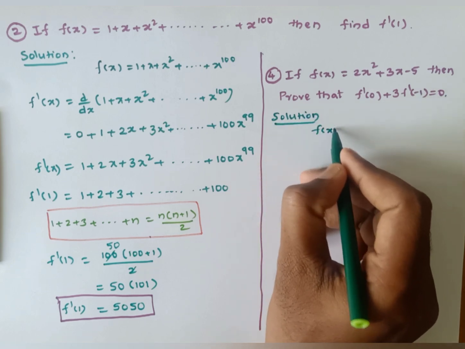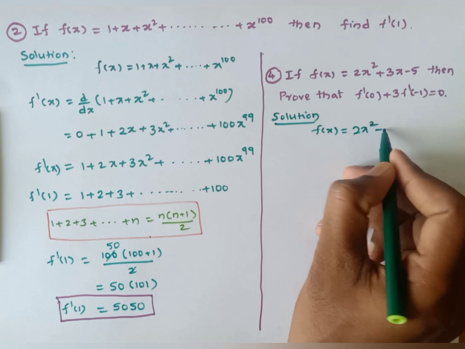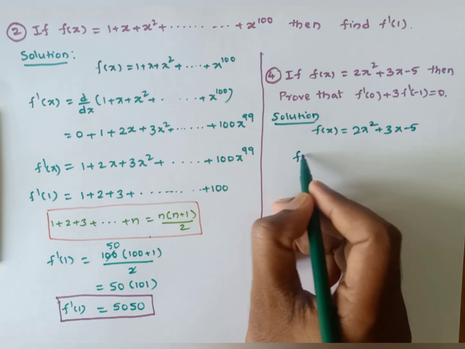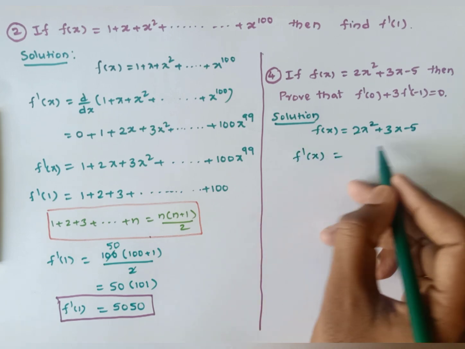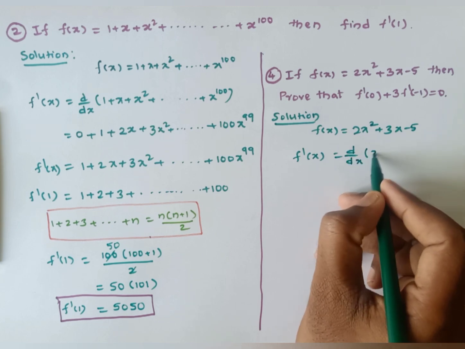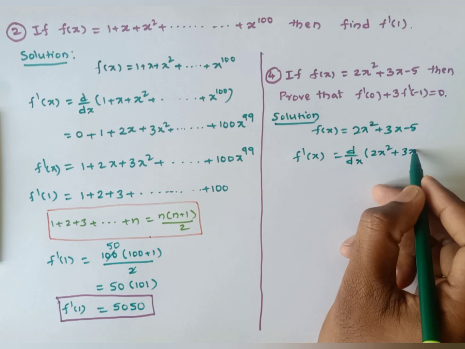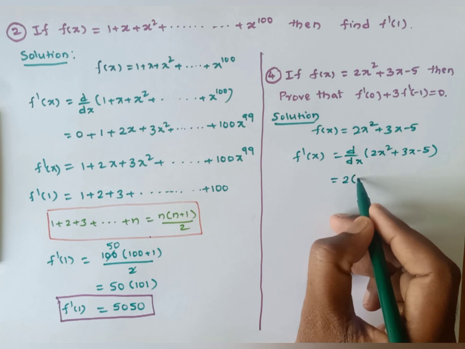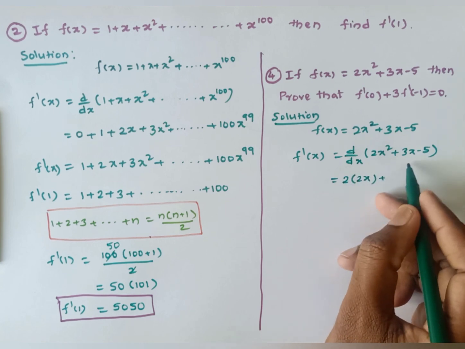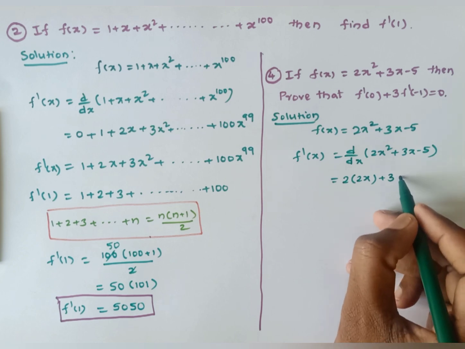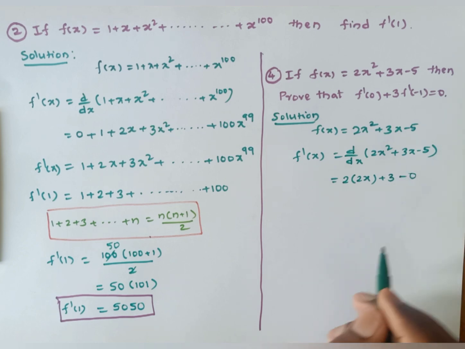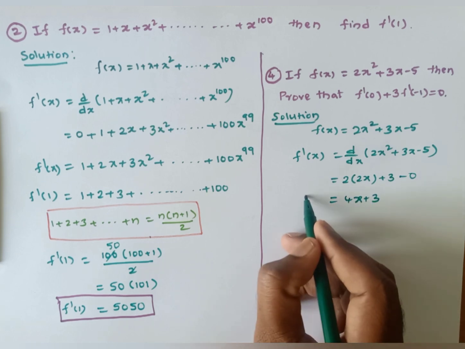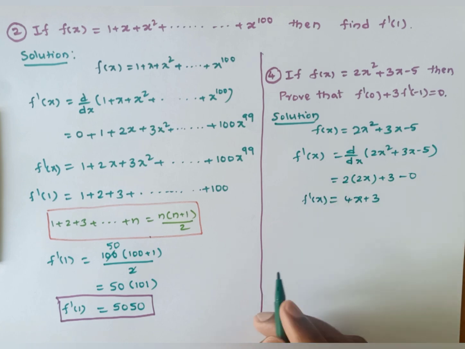So f of x equals 2x square plus 3x minus 5 is a polynomial, and every polynomial is differentiable everywhere. So the derivative is d by dx of 2x square plus 3x minus 5. Now 2 is a constant, the derivative of x square is 2x, the derivative of 3x is 3, and the derivative of 5 is 0 since it is a constant. So finally f prime of x equals 4x plus 3.